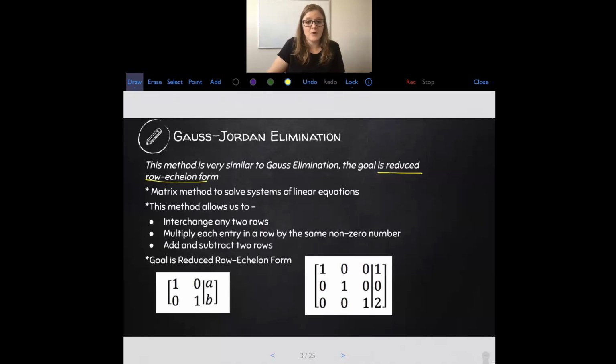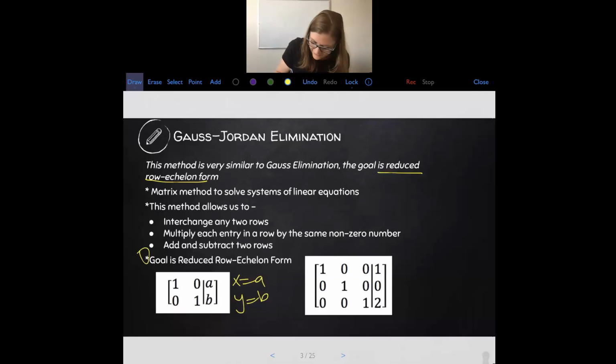We can do the same row operations where we can interchange two rows, we can multiply each entry in a row by the same non-zero number, and we're allowed to add and subtract two rows. In this case, again, our goal is reduced row echelon form. So notice, to the left of our vertical line, our coefficients, we're looking really for ones and zeros because right away, this would give us x equals a and y equals b. There's no back substitution, unless there's infinitely many solutions, with reduced row echelon form.